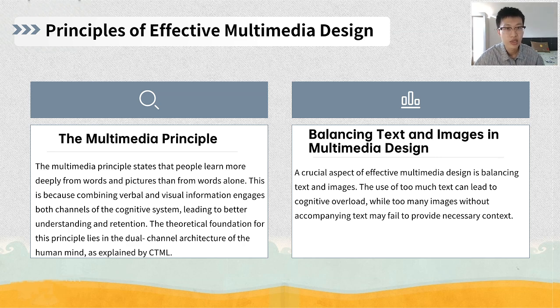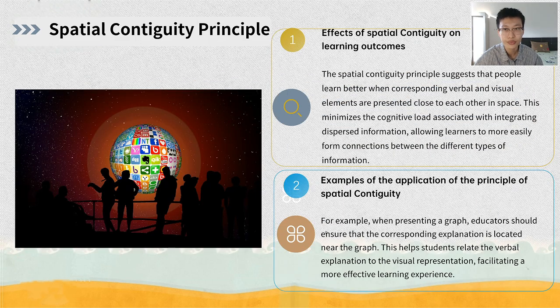Another is balancing text and images in multimedia design. A crucial aspect of effective multimedia design is balancing text and images. The use of too much text can lead to cognitive overload, while too many images without accompanying text may fail to provide necessary context.